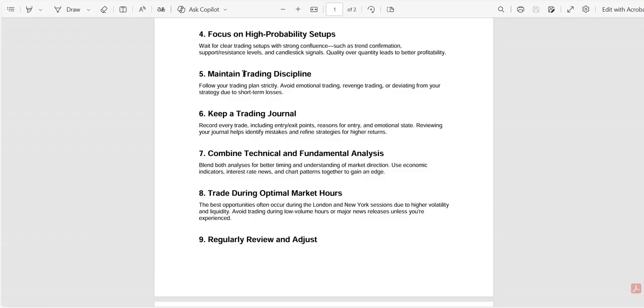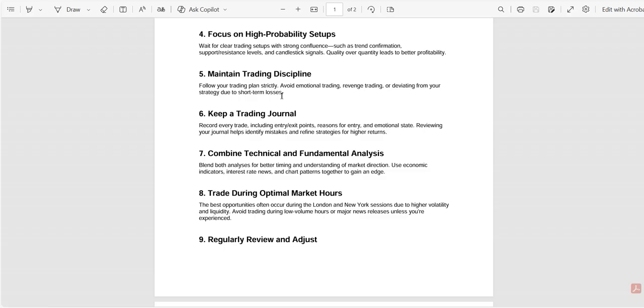Point number 5 is talking about maintaining trading discipline. What does it say at the bottom? It says follow your trading plan strictly. Avoid emotional trading, revenge trading, and deviating from your strategy due to short-term losses. Okay.